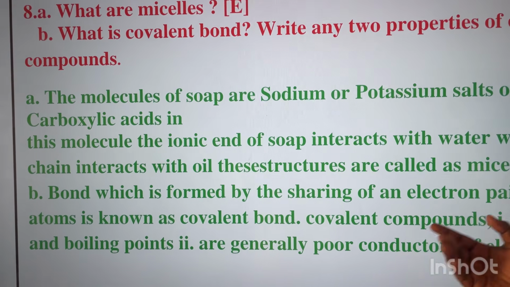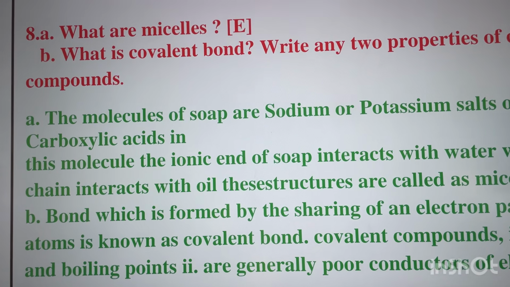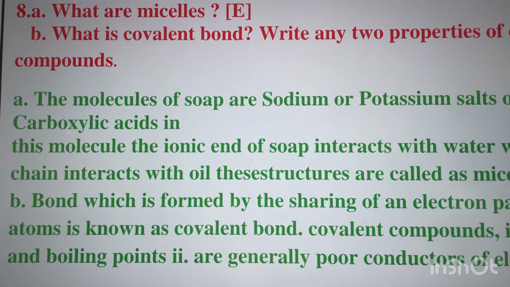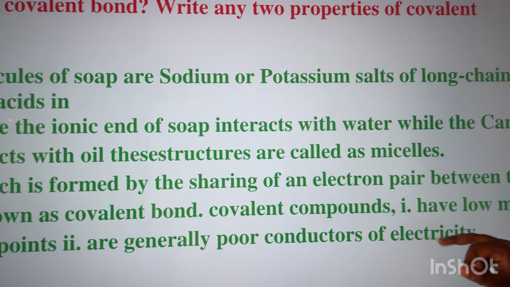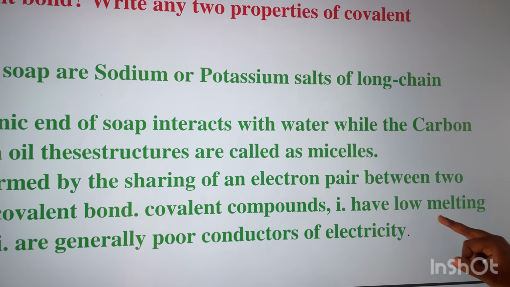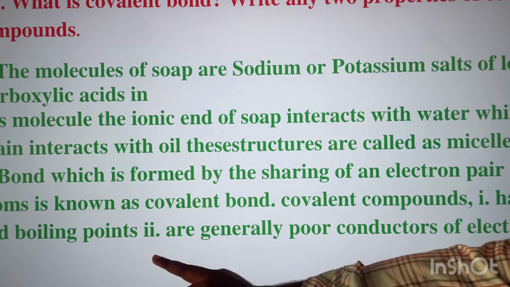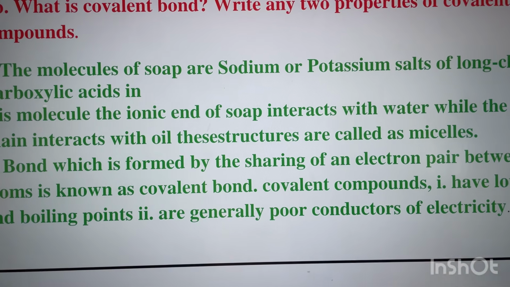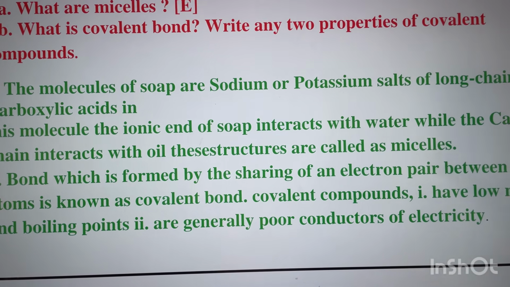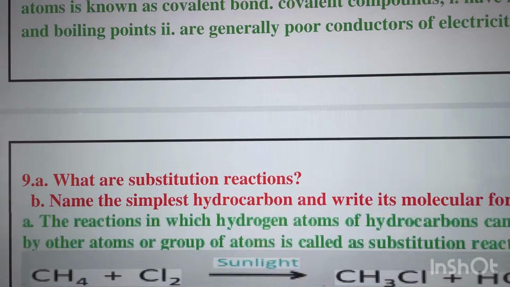Next question, what is covalent bond? Bond which is formed by sharing of an electron pair between the two atoms is known as covalent bond. Two properties of covalent bond: covalent compounds have low melting and boiling point. Next point, they are generally poor conductors of electricity.